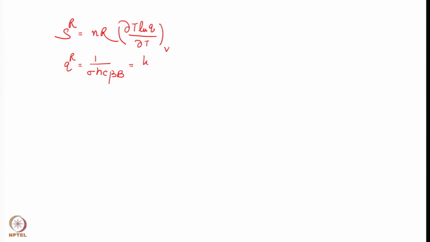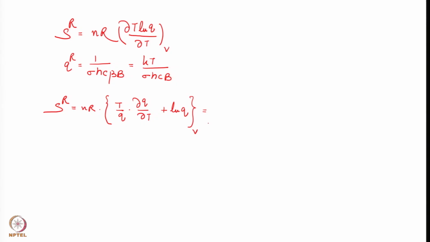I can write this as kT over sigma hcB, and beta is equal to 1 over kT. All right. So what I will do now is substitute here: S_R is equal to NR into, let us see what we get. If I keep T by Q del Q del T, this one will come, plus log Q will come into del T by del T, 1. This all is going to be at constant volume. Let us see what we get.